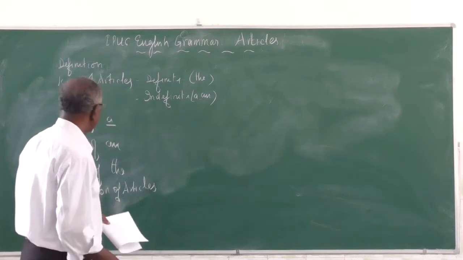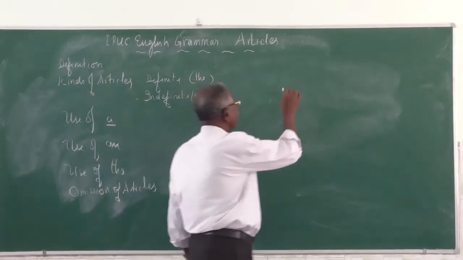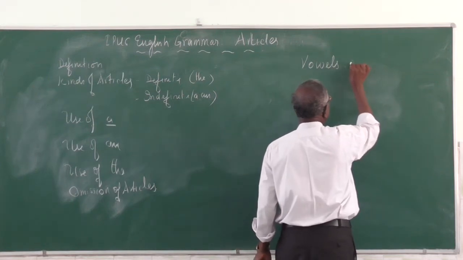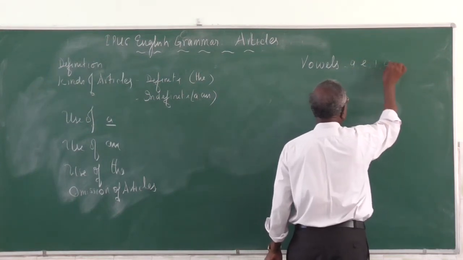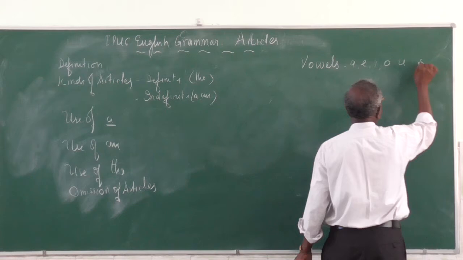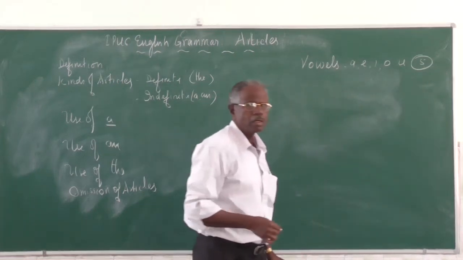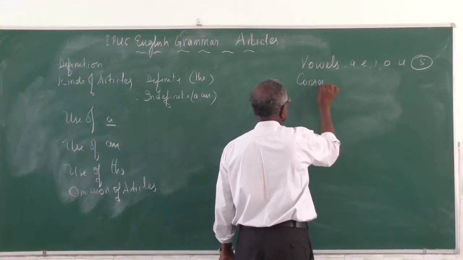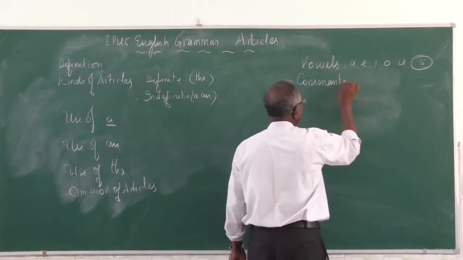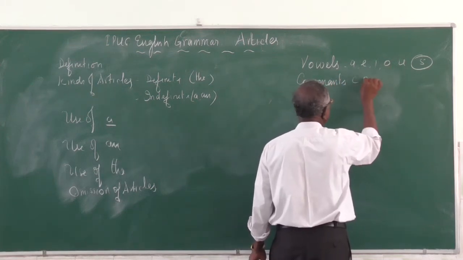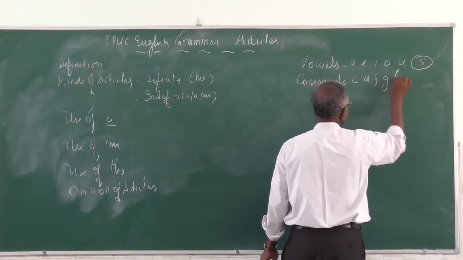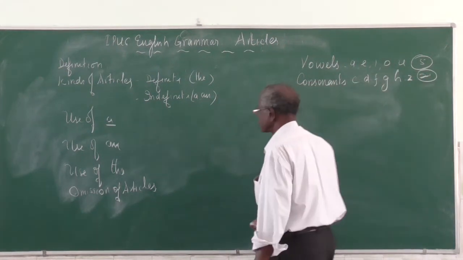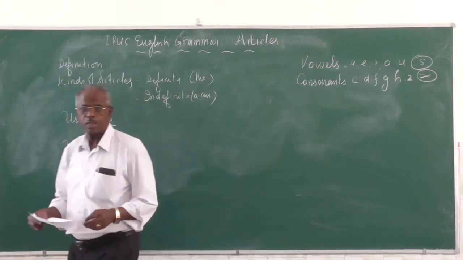Then, we should know which are the vowels and which are the consonants. How many vowels are there? 5. A, E, I, O, U. There are 5 vowels. And consonants how many? Remaining all are consonants. B, C, D, F, G, H, up to Z. That is 21 consonants. So, let us see one by one.